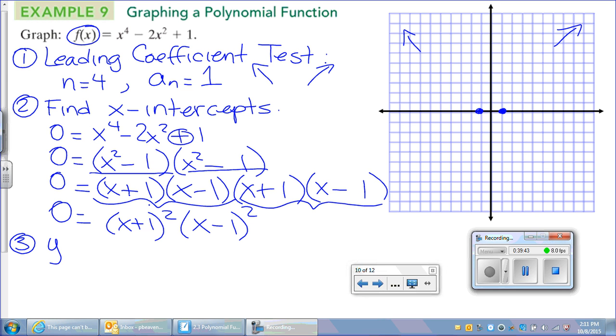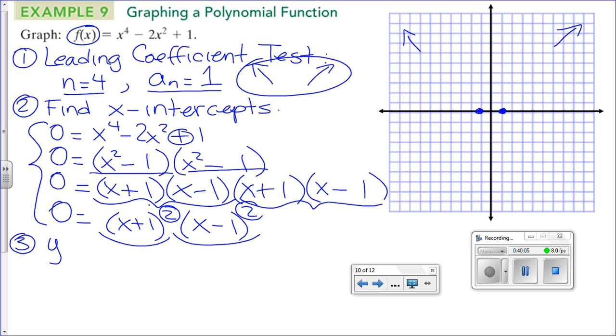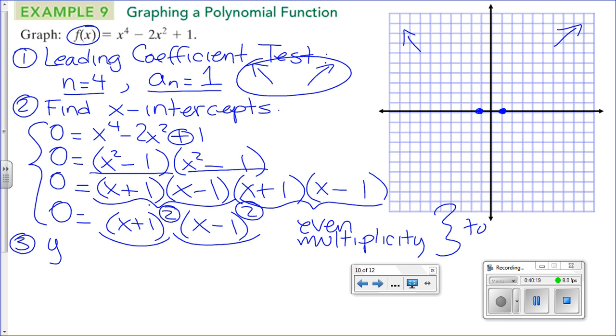Okay, so we graphed the polynomial, and by using the leading coefficient test, the degree is 4, the leading coefficient is 1, so we decided that the graph will be rising to the left, rising to the right. The x-intercepts, we found those by making f of x equal to 0, factoring, and then we found these two factors, and if you notice, they're both of what type of multiplicity? Even multiplicity. So because of that, the behavior of the graph is going to be touching and turning around, right? So it's going to touch and turn around.